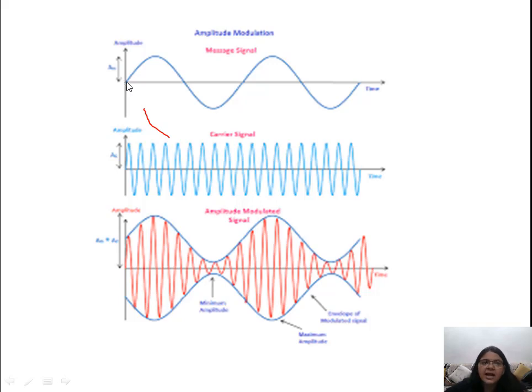Modulating signal amplitude increases, carrier amplitude increases. Modulating signal amplitude decreases, carrier amplitude decreases. So here the carrier wave has both amplitudes, plus Vc and minus Vc, and that is why we can have the envelope on both sides of it.